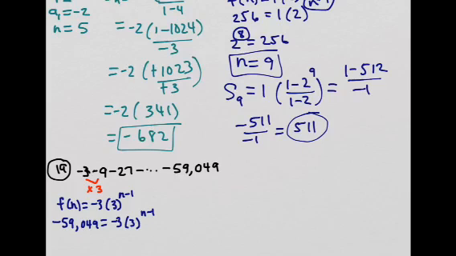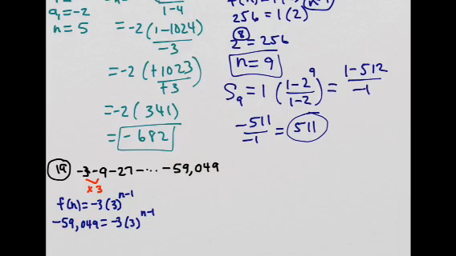So right here on number 19, the common ratio is 3. And again, we don't know how many terms we're adding together. We have to find that out first. So we use the explicit rule, which is right here: the first number times the ratio to the n minus 1. And so this here becomes the last term, so we're going to put it right here.